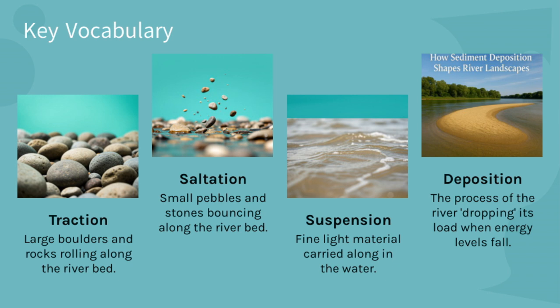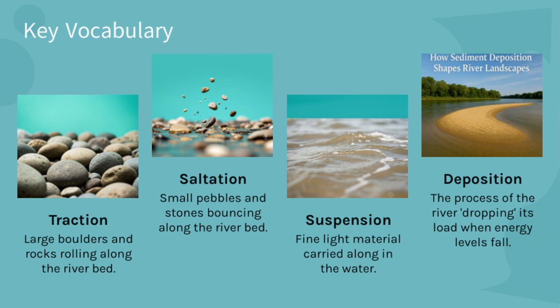Saltation is when small pebbles and stones bounce, or hop, along the riverbed. The river lifts them briefly, they fall back down, and then they are lifted again. The third term is suspension. Suspension is when fine, light material, such as silt and clay, is carried within the water. This can make river water look brown or murky.